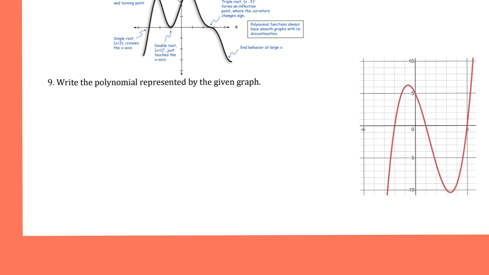We see it crosses at -2. So if x equals -2, that's x plus 2. We see it crosses at 1, so that's x minus 1. We see that it crosses at 5, so that's going to be x minus 5. Now, the thing is, we know it's going to be a positive coefficient, but we don't necessarily know what that coefficient is. So here's something you'll do more next year.